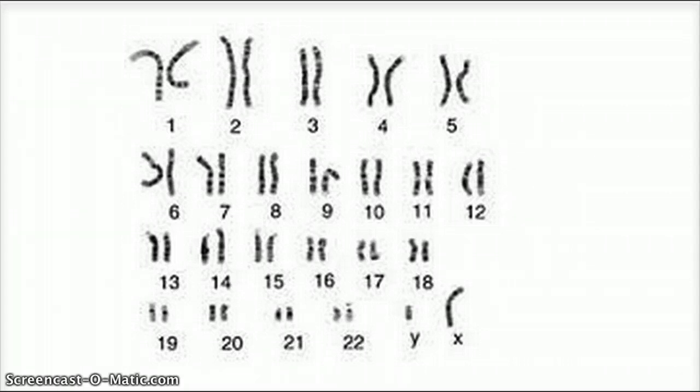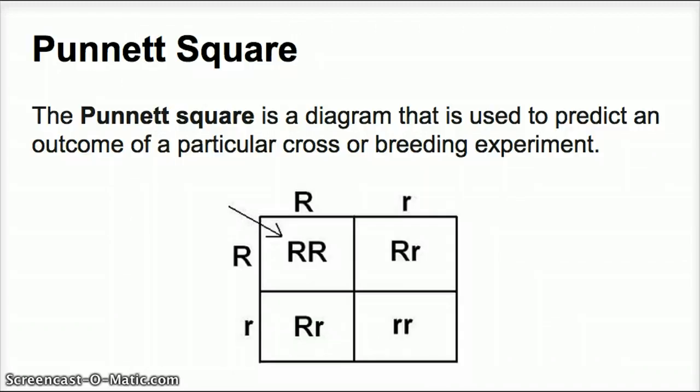And so each of our chromosomes has different traits attached to it, and so those are determined from the alleles of our parents. And the way we do that is through a Punnett square, which is a really easy way to figure out some of the crosses between the different traits. So the Punnett square is a diagram that is used to predict an outcome of a particular cross or breeding experiment.